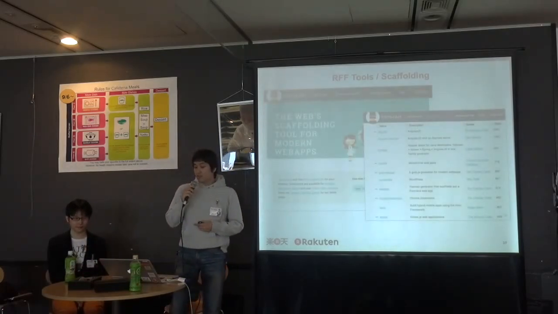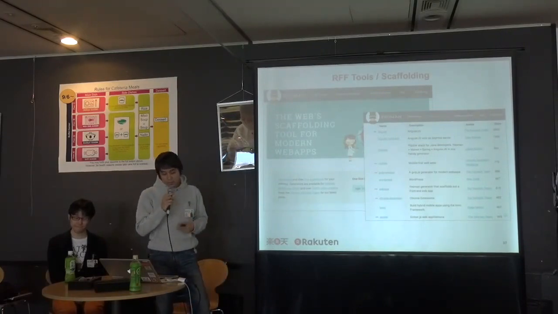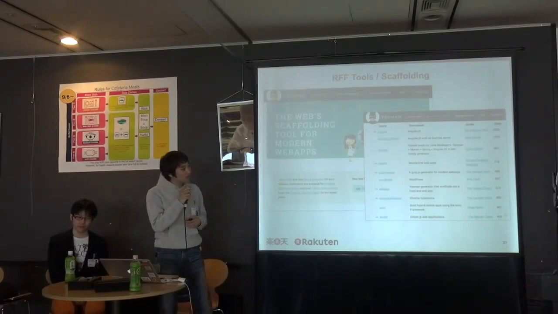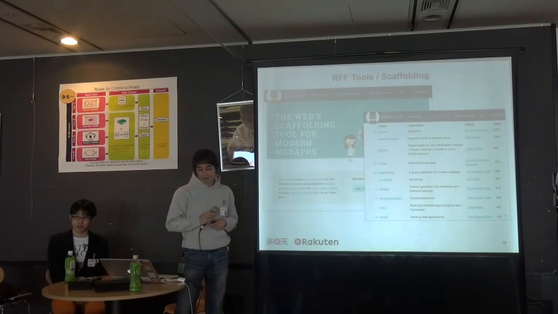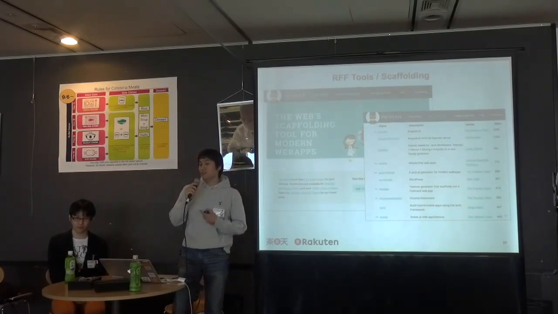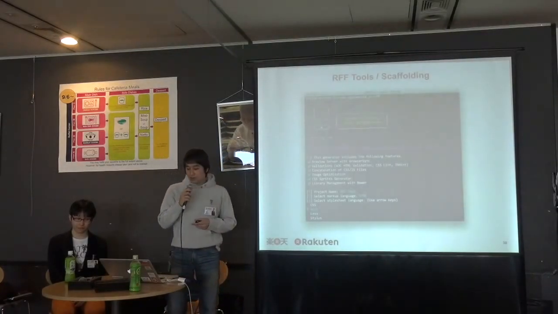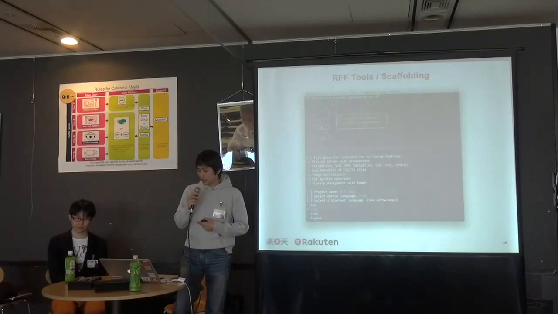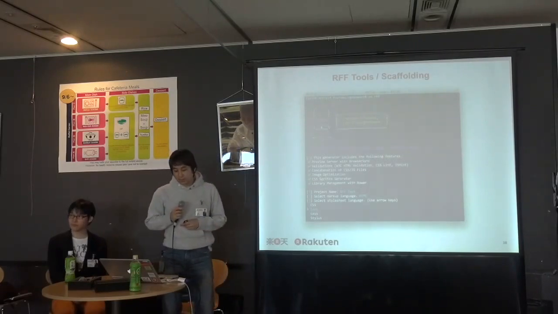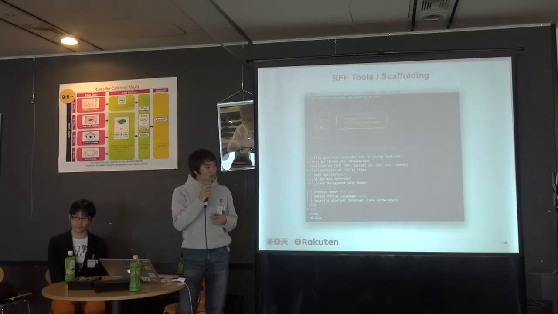We adopted Yeoman as a scaffolding tool. Yeoman is the major scaffolding tool for front-end development. On the official site, over 1,000 generators are provided. Generator RFF is just a Yeoman generator. We provide customized options in the tools to be suitable for various projects in Rakuten. So I will show how to customize the scaffolding in the actual demo later.